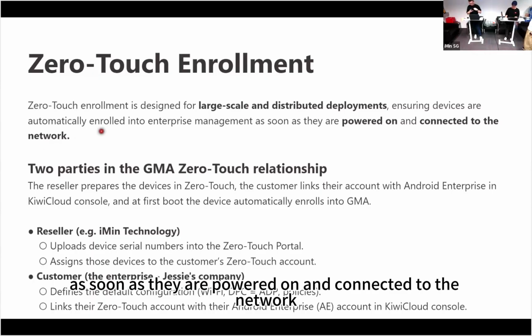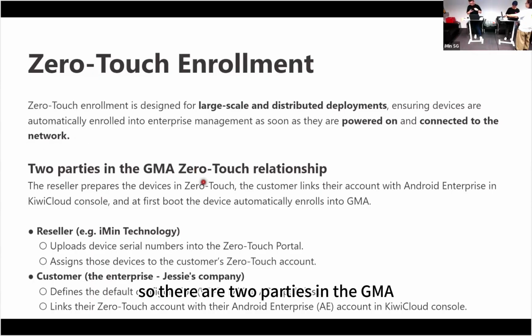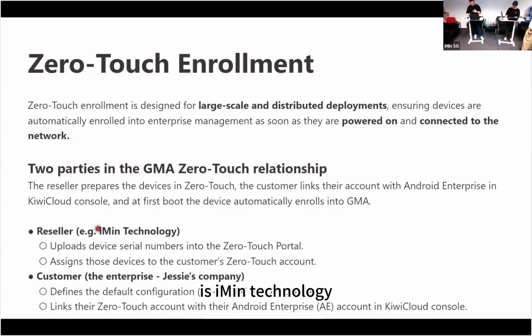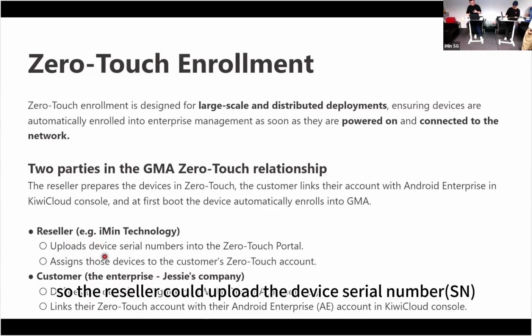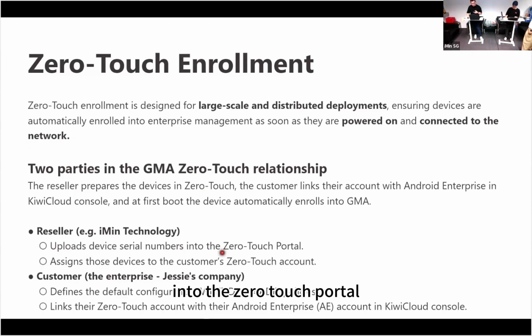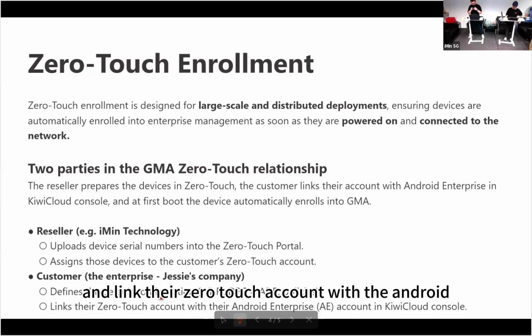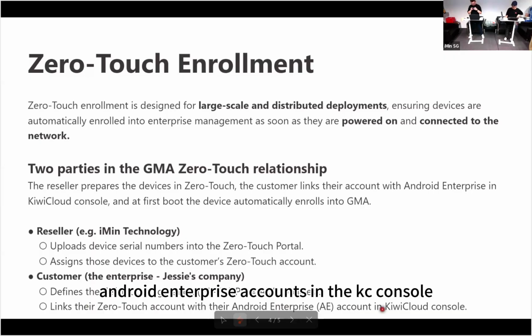So there are two parties in the GMA zero-touch relationship: the resellers and the customer. So the reseller, for example, is iMin Technology. So the reseller could upload the device serial number into the zero-touch portal, and then the customers should define the default configurations and link their zero-touch account with the Android Enterprise account in the KiwiCloud Console.